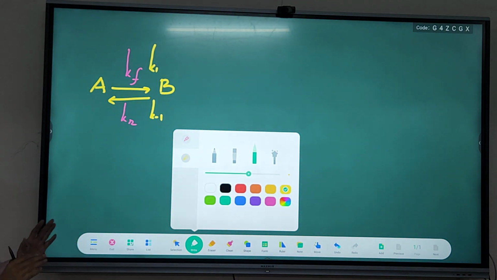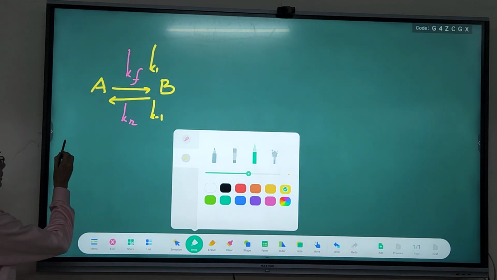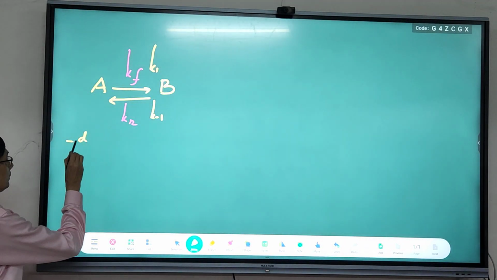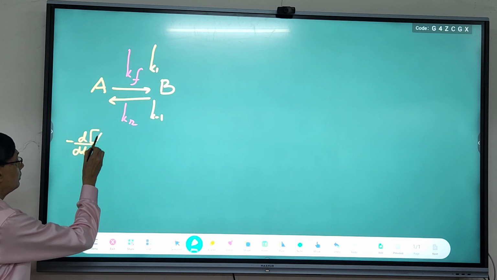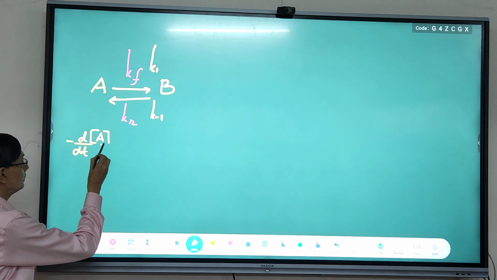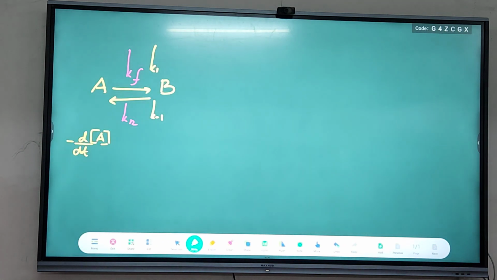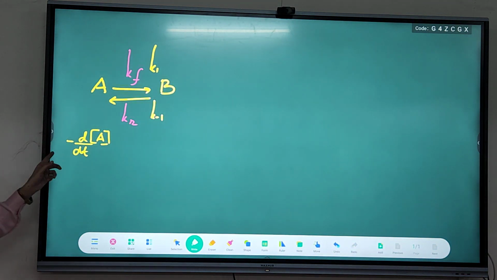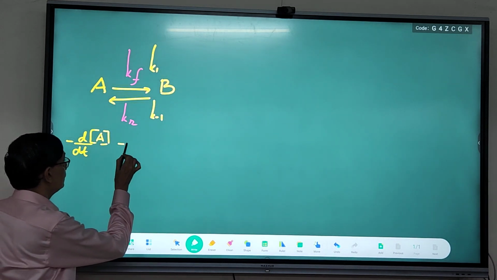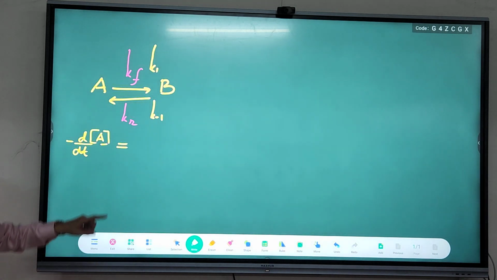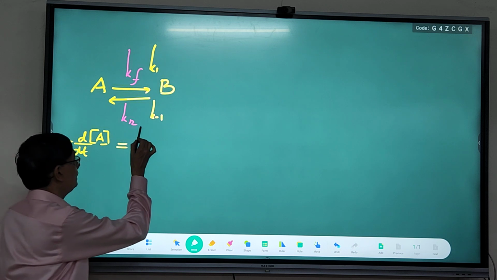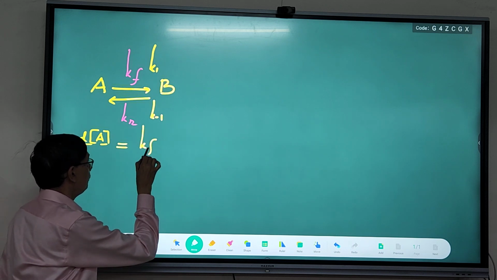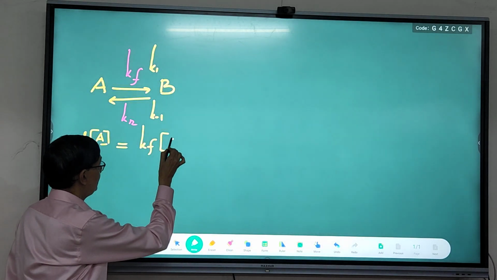Now the first step is very simple, that is the rate of change of reactant. Very simple, because the concentration is decreasing, so I have just put a negative mark, minus. It of course depends upon the concentration of A, so I can write Kf A. Very simple.